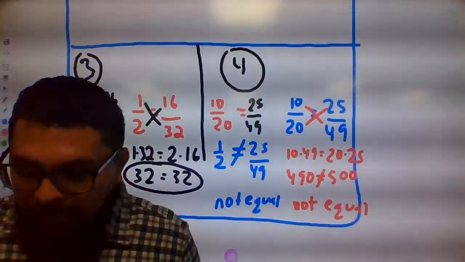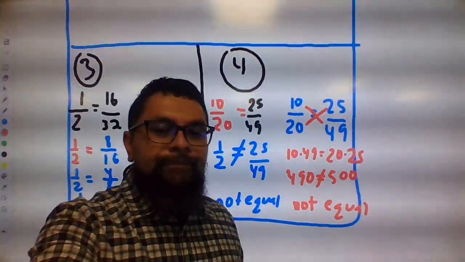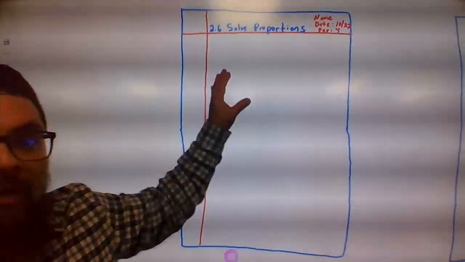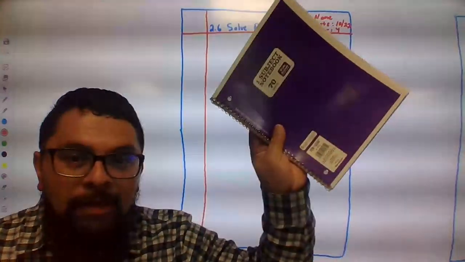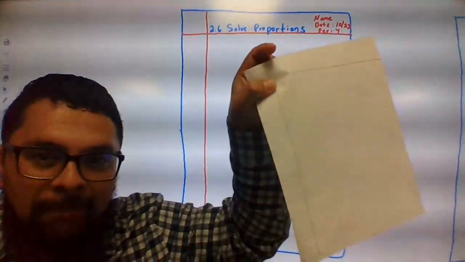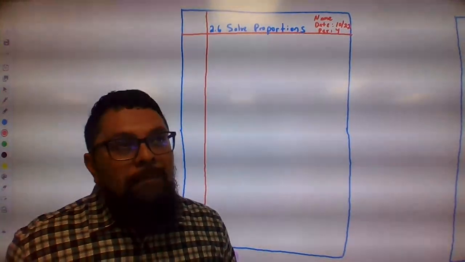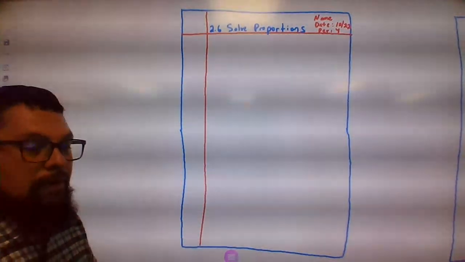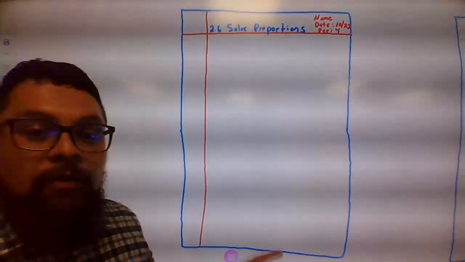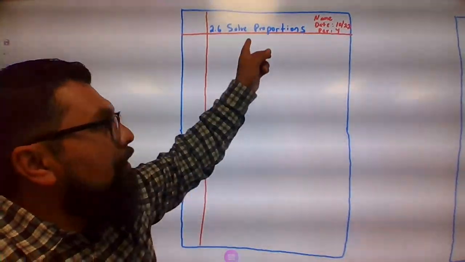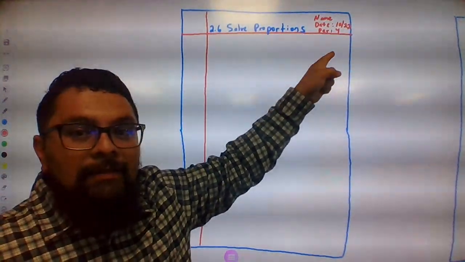Now we're going to start the next section, which is solving proportions. This is the second part of 2.6, so you're going to start a new page. If you have a notebook or just regular paper, go ahead and start. It's a brand new part of section 2.6. Yesterday it was ratios and proportions, so today we're actually going to solve. Make sure you put your name, the date, which is the 22nd, and period 4.